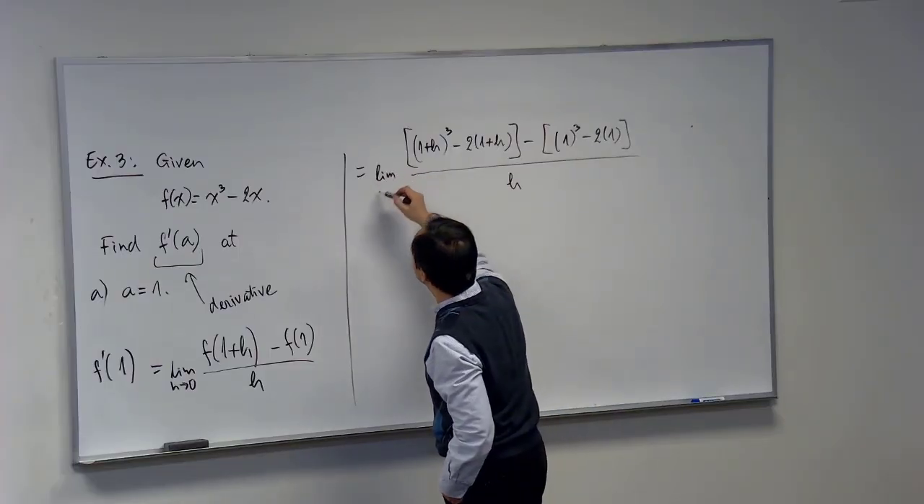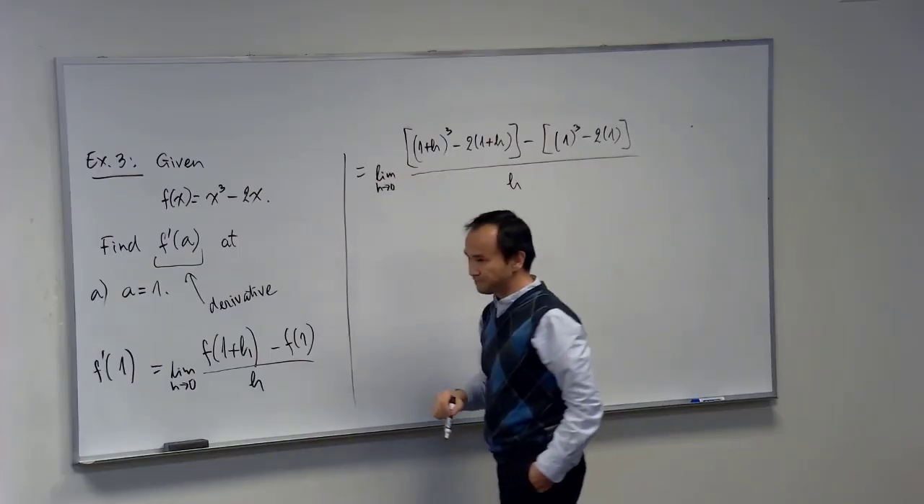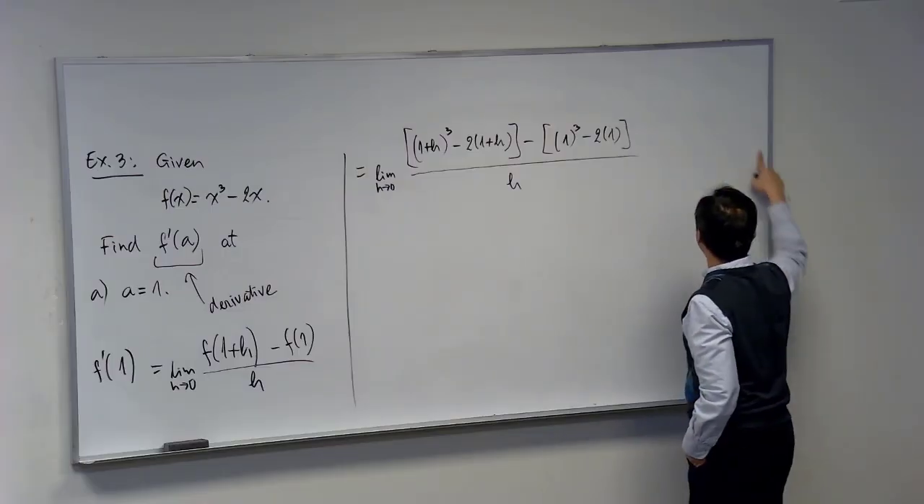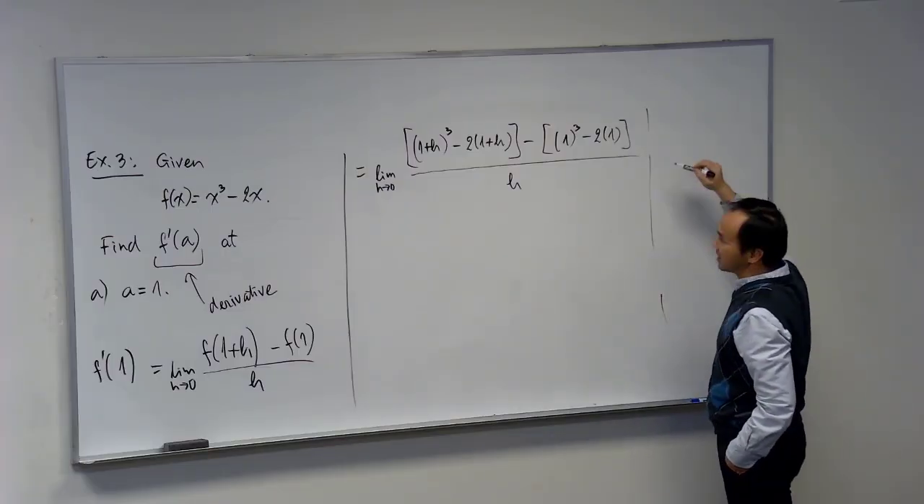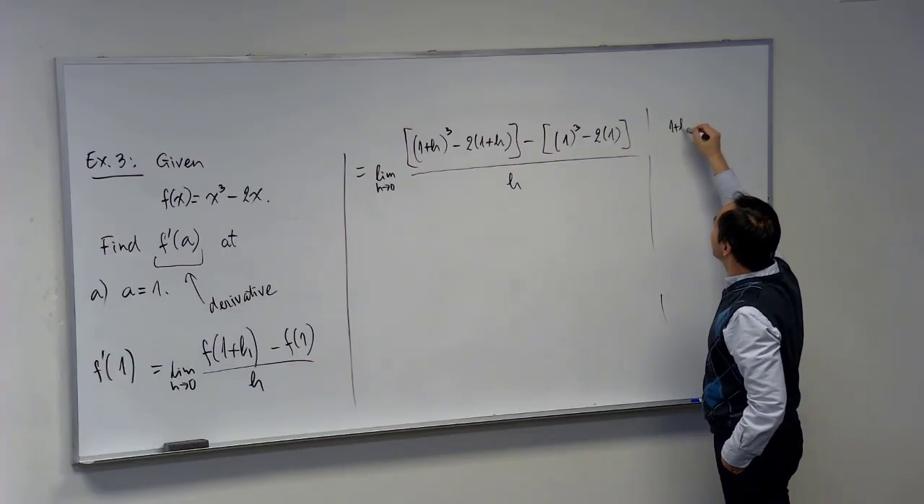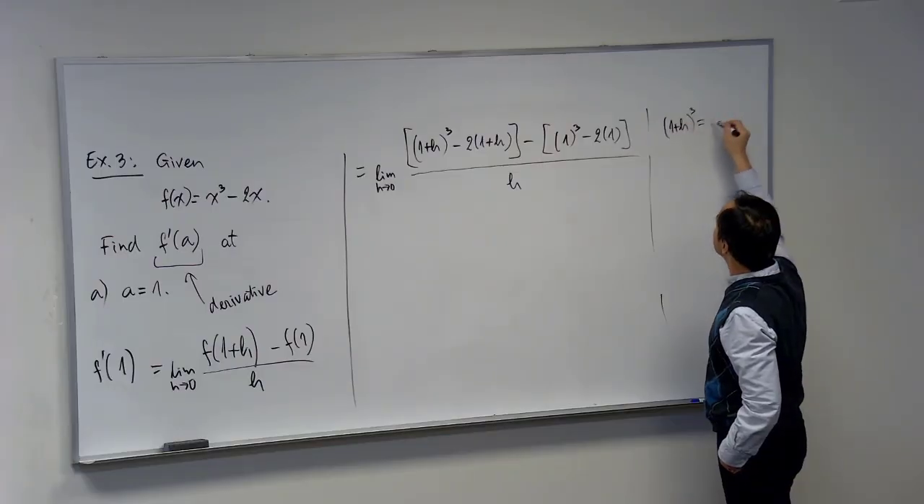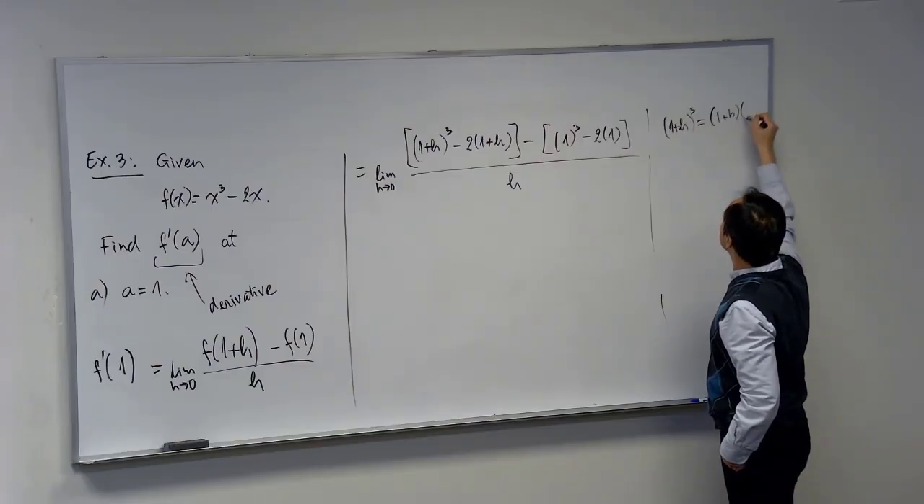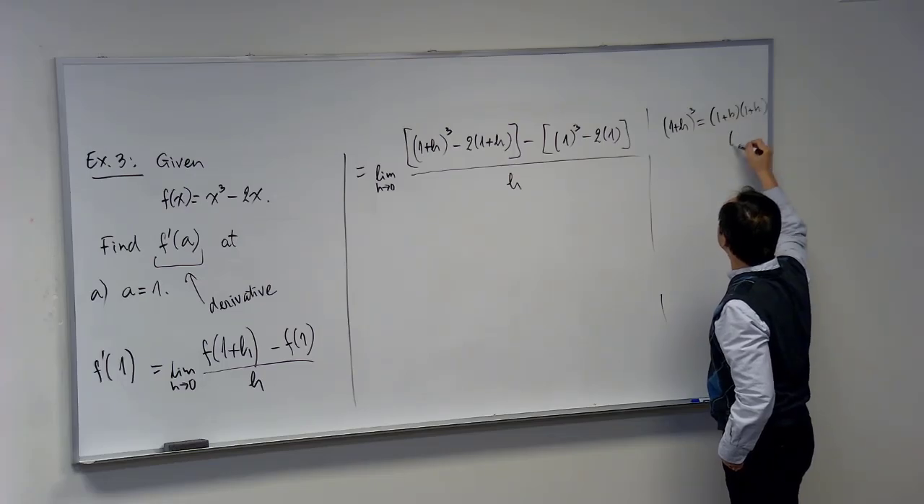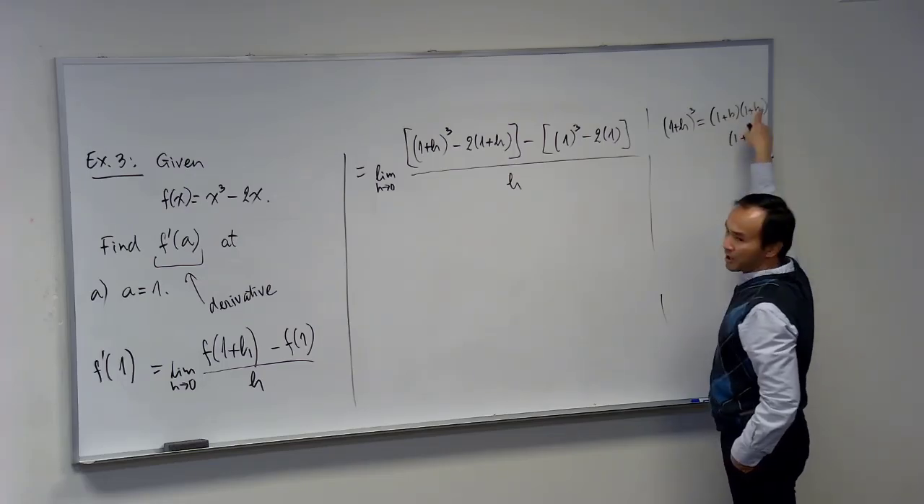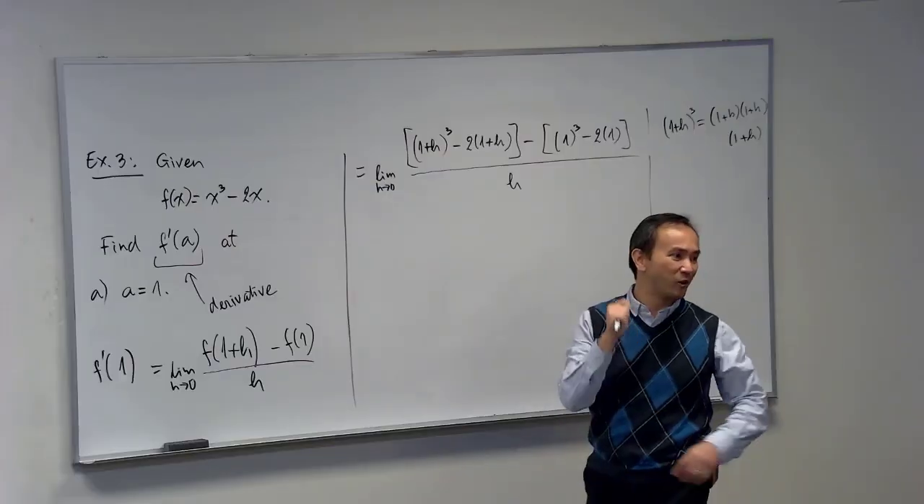We take the limit as h goes to 0. Why don't you guys take about half a minute? Your algebra should be strong enough for you to think of the (1 plus h) cubed right here as 1 plus h times 1 plus h times another 1 plus h. Take half a minute, FOIL that out for me.